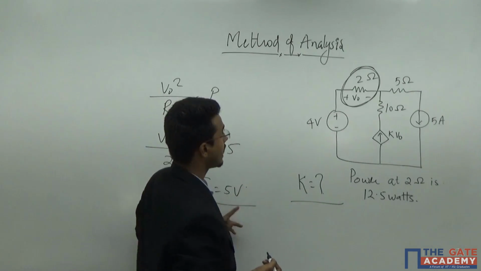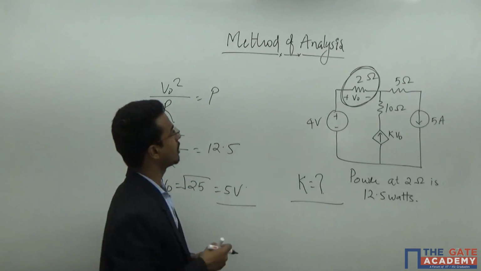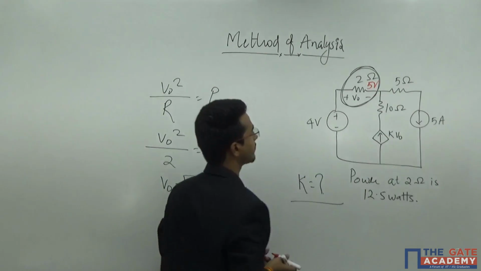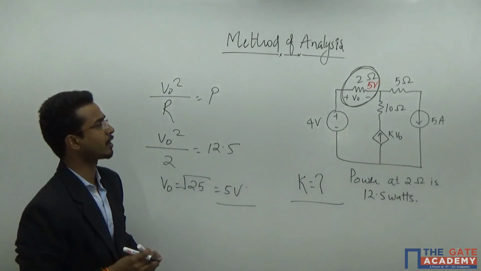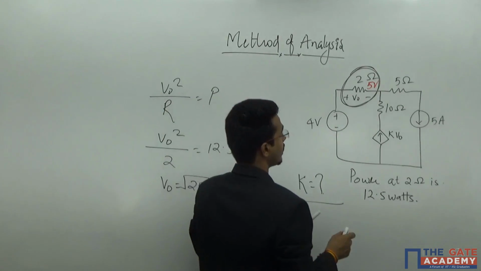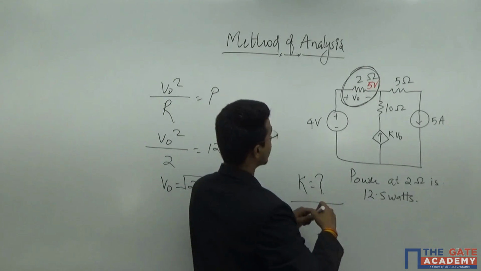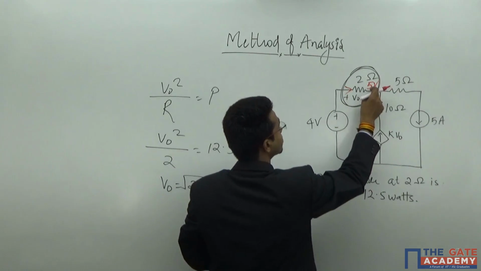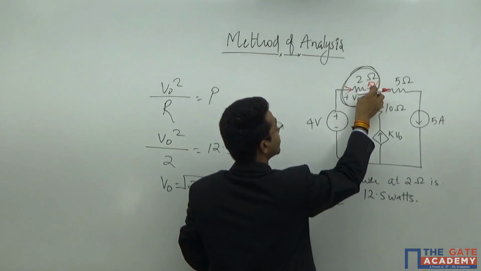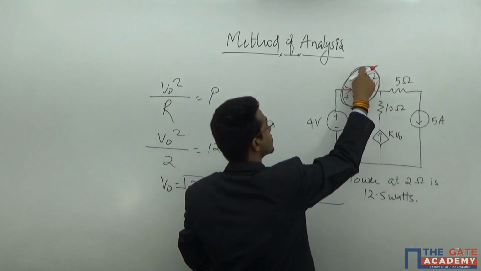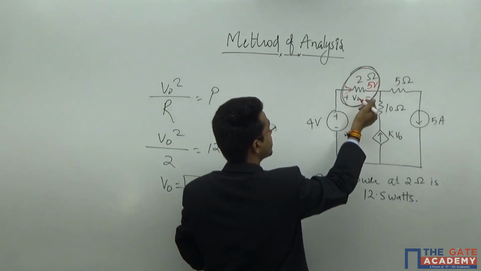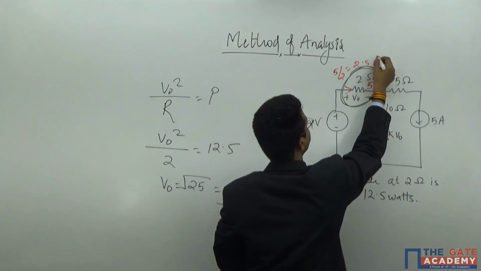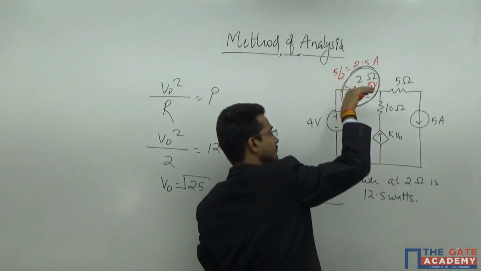That means I am getting this. The potential is 5 volts like this. That means V0 is 5 volts across this. Then what will be the current at this? The potential difference across this resistance is 5, and the resistance value is 2. That means the current will be 5 divided by 2, that means 2.5 ampere in this direction.